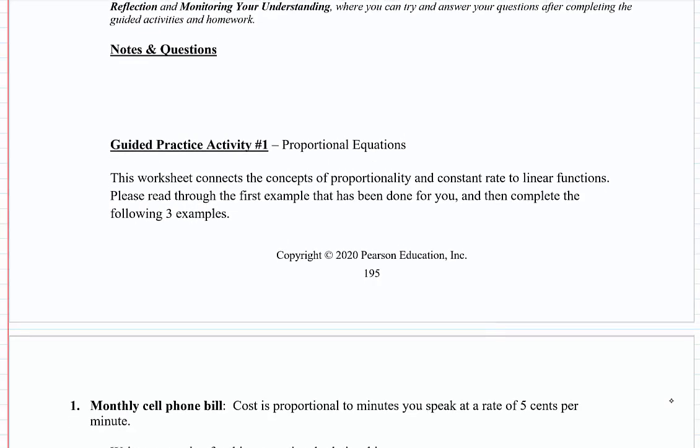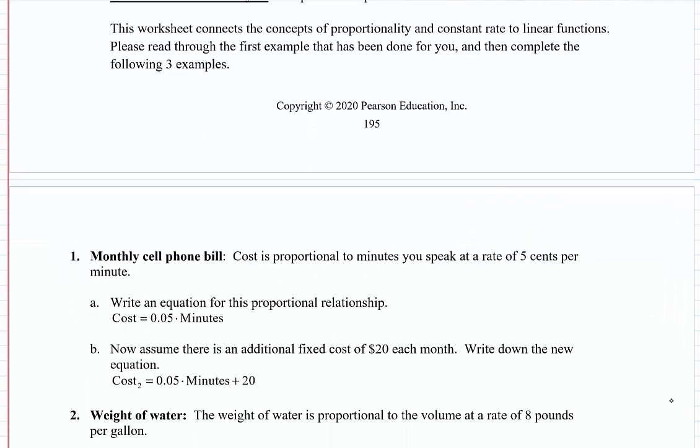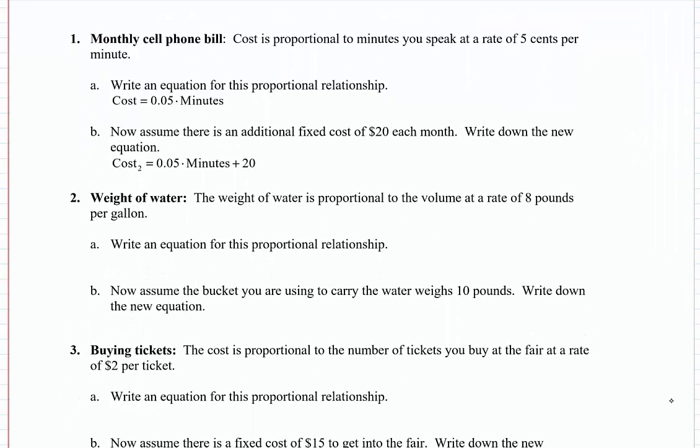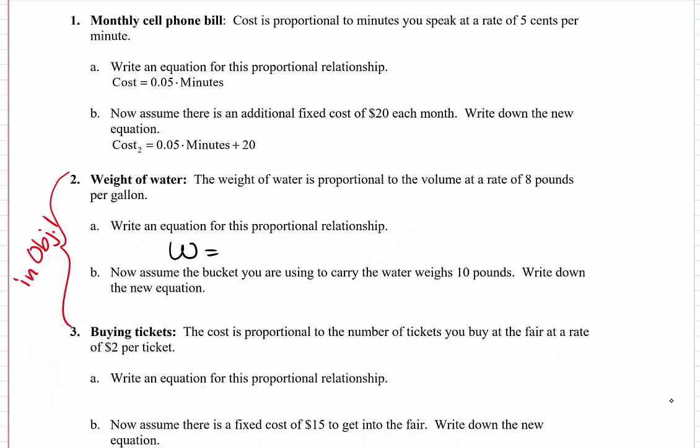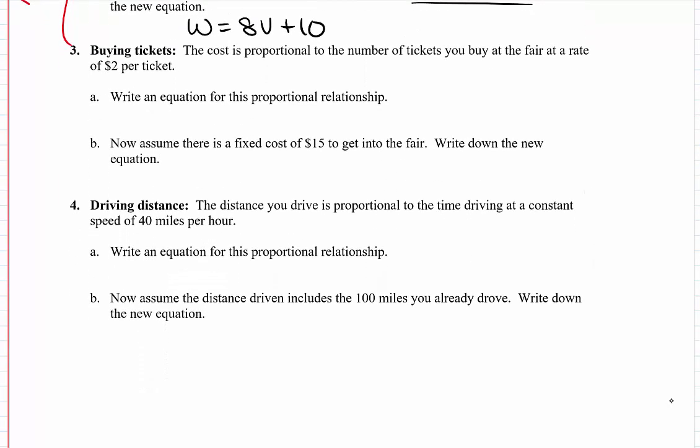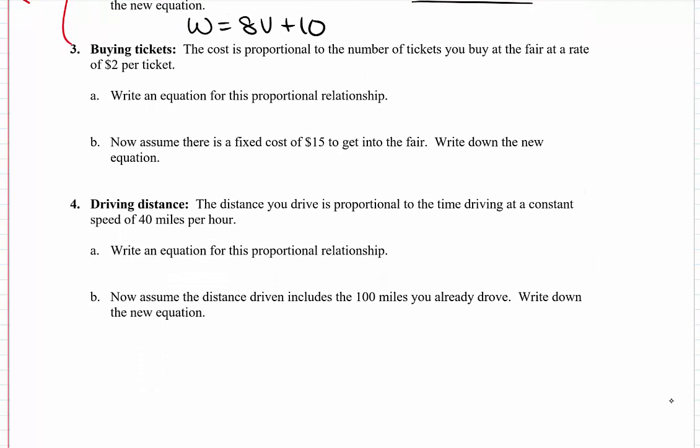So if we go on to guided practice activity number 1 in objective 2, number 1 is already done for us. Number 2 is what we were just doing. We just did this in objective 1. Number 2, we just did that. That was W equals 8V. And then if we're adding on the weight of the bucket, we would have W equals 8V plus 10. So I'm going to leave you to try number 3 and number 4. And that's the end of 5.1.